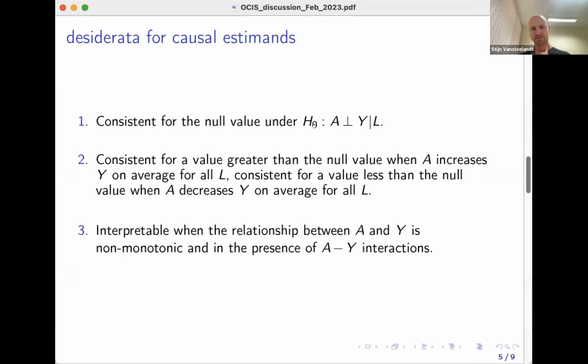But then the third criterion, which is a very challenging one, is that the estimand be interpretable when the relationship between A and Y is non-monotonic, or in the presence of AL interactions, qualitative interactions. It's because it's not clear to me how to interpret Stijn's estimands in the presence of qualitative heterogeneity that I proposed a workflow where we first assess whether heterogeneity could be present.